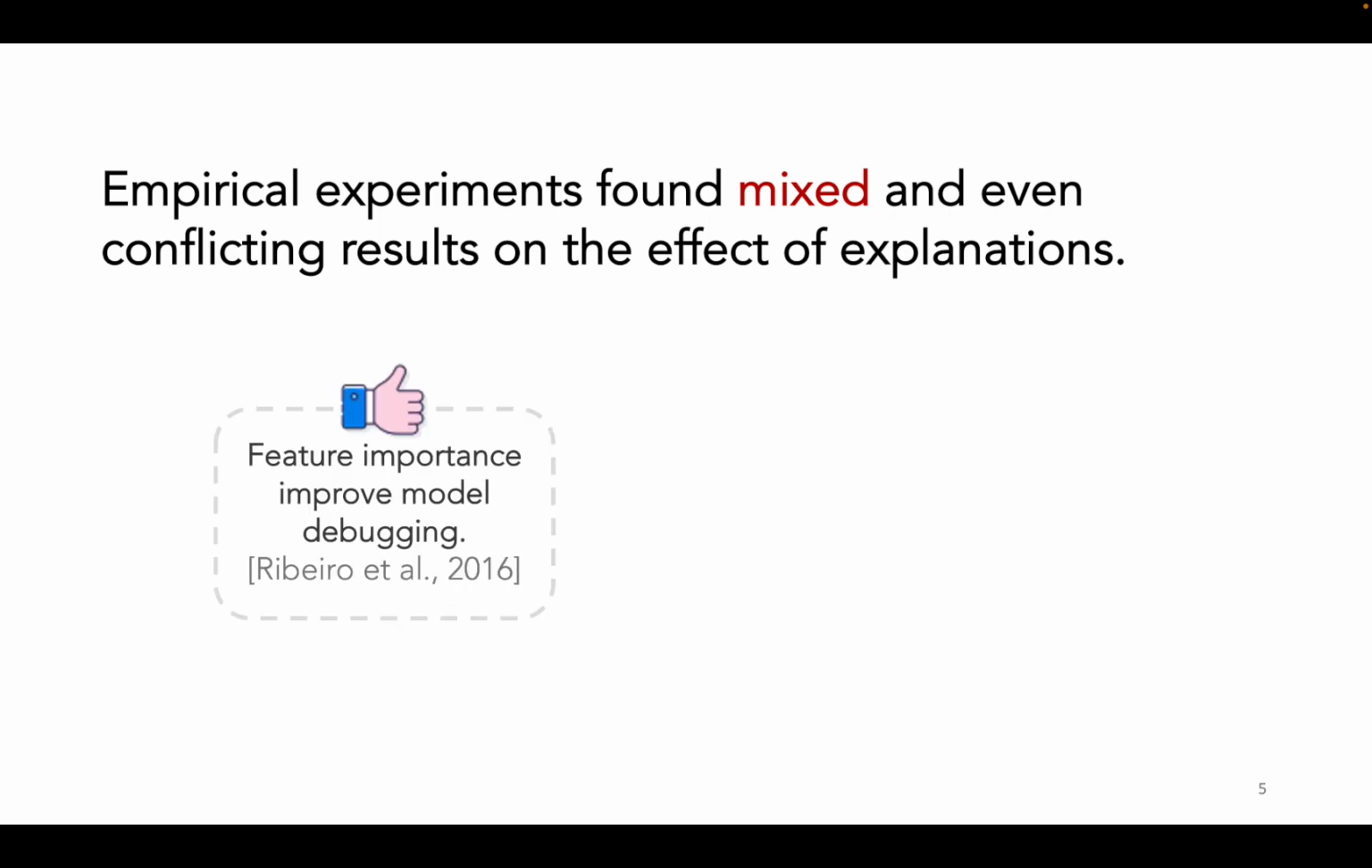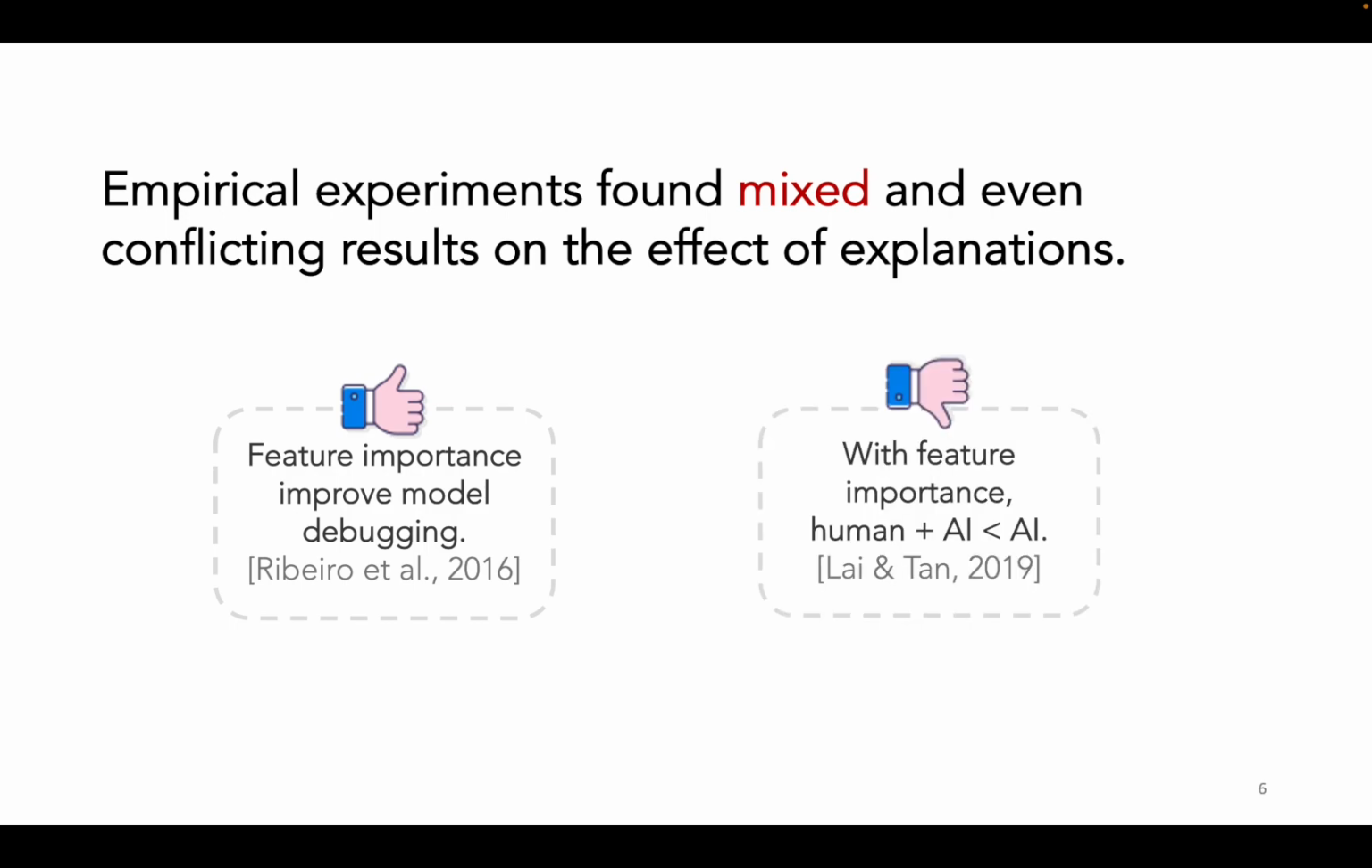As a positive example, the Line paper found that explanations can help model developers debug machine learning models. In contrast, a recent paper did not find positive utility of explanations. Instead, they found that human plus AI cannot outperform AI alone even with explanations.